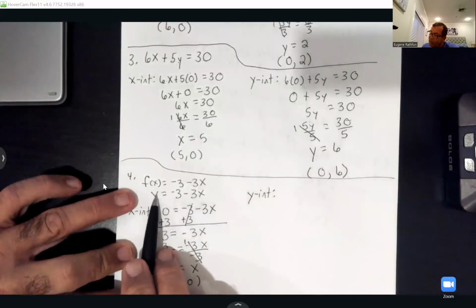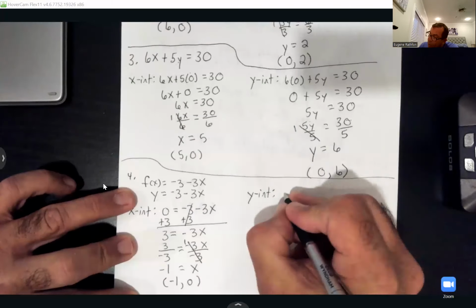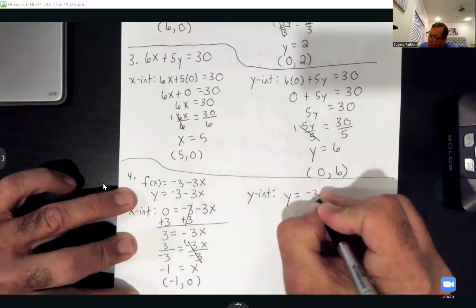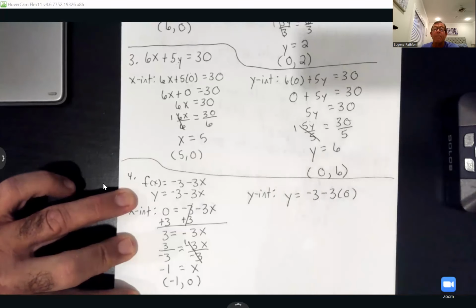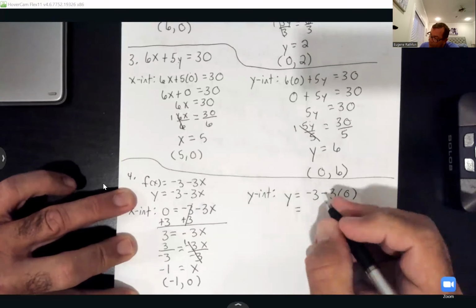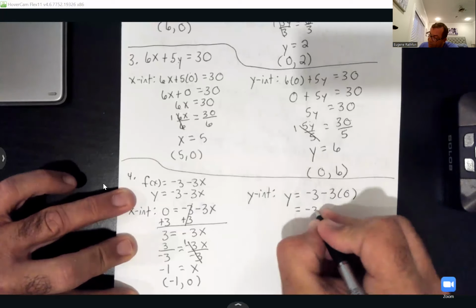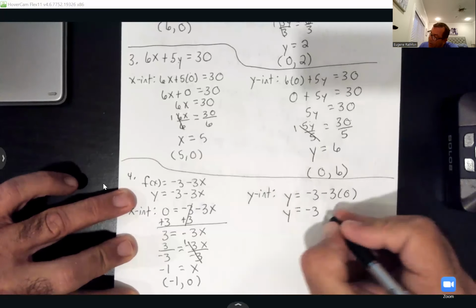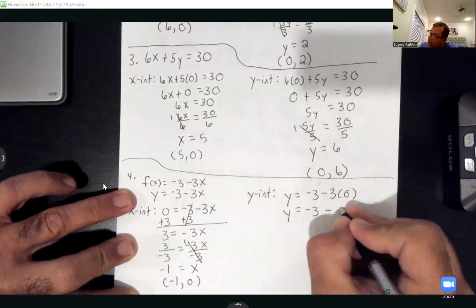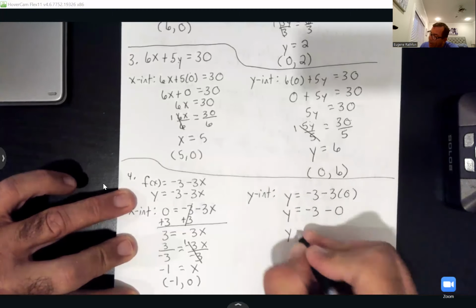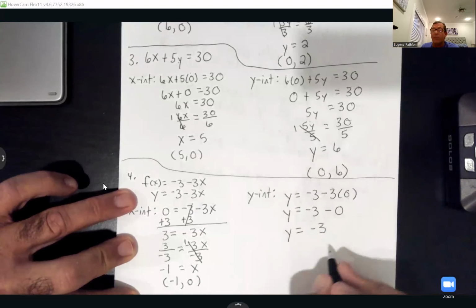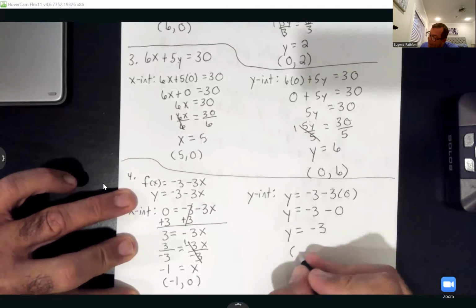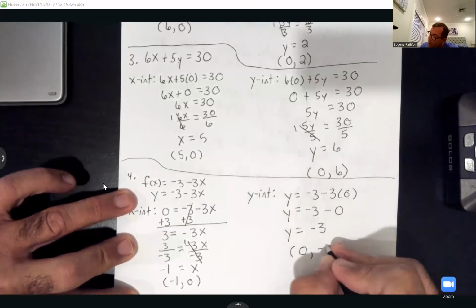So that means put a 0 in for the x, solve it for this y. So y will equal -3 minus 3 times 0. Well, y'all, that's going to equal -3. -3 times 0 is 0. And then -3 minus 0 is -3. So when my x is 0, my y is -3.